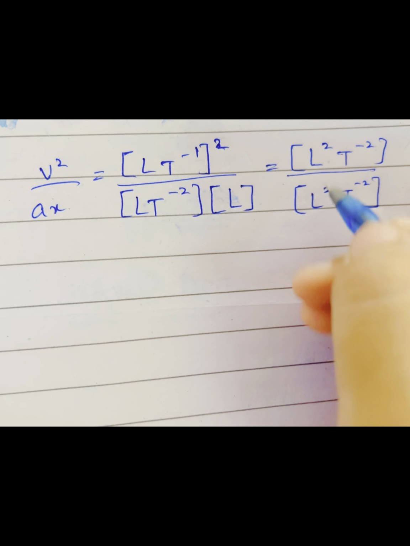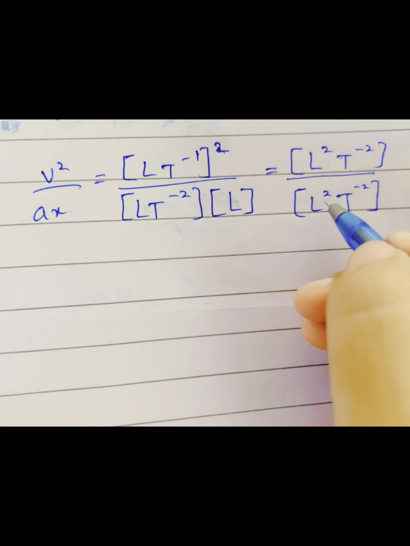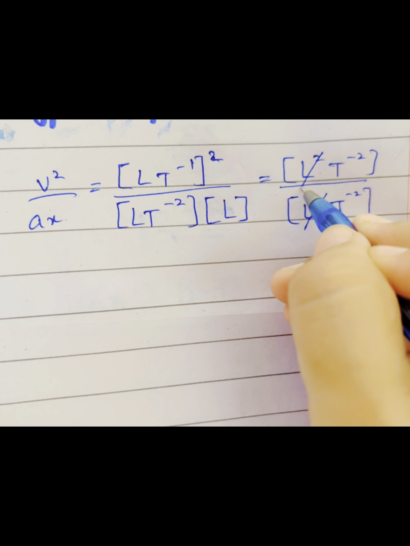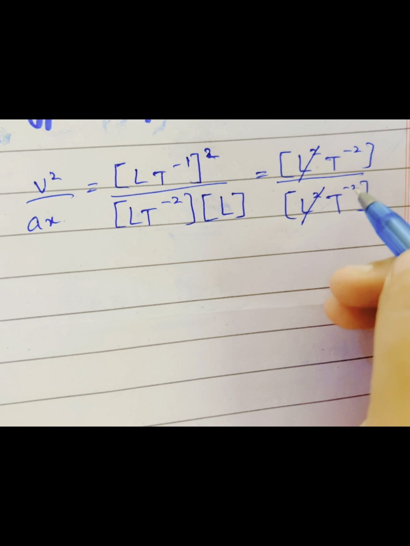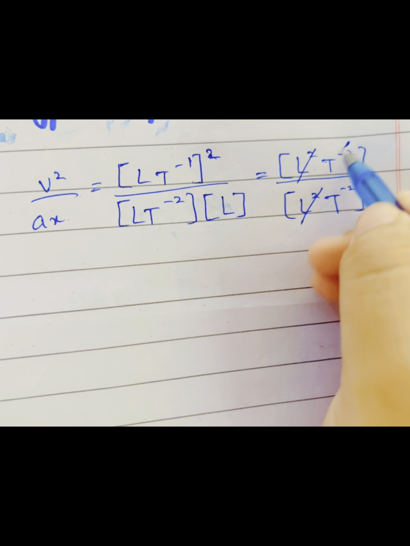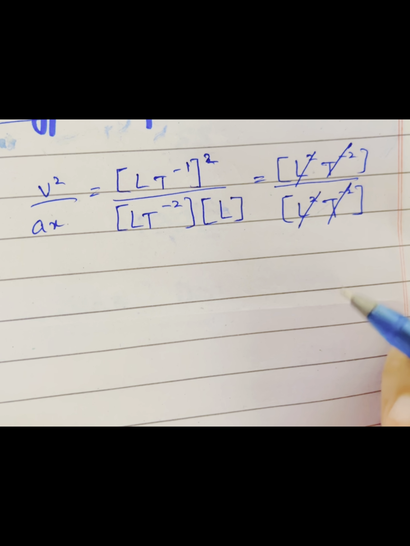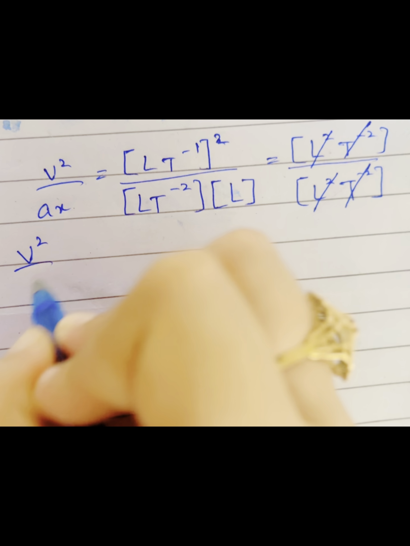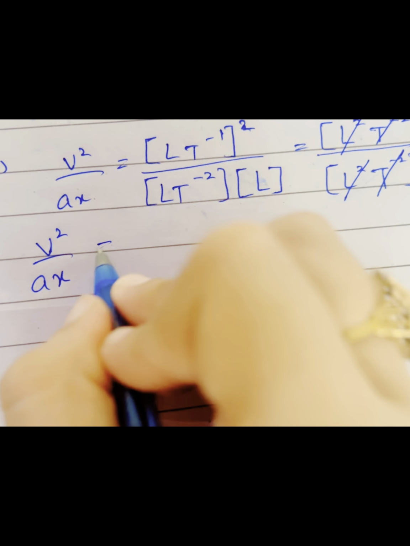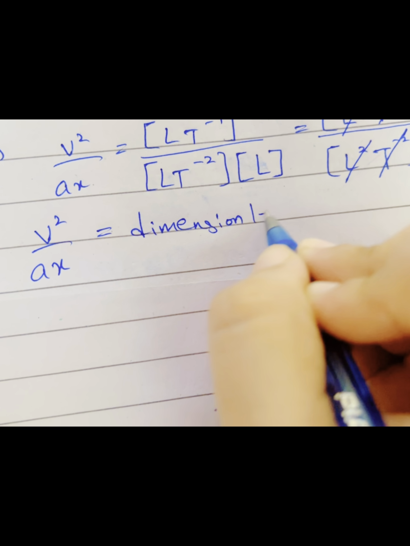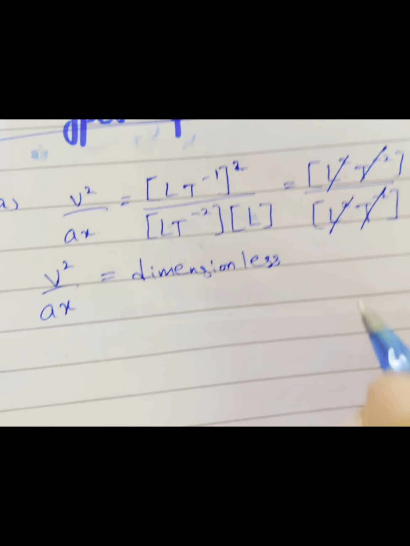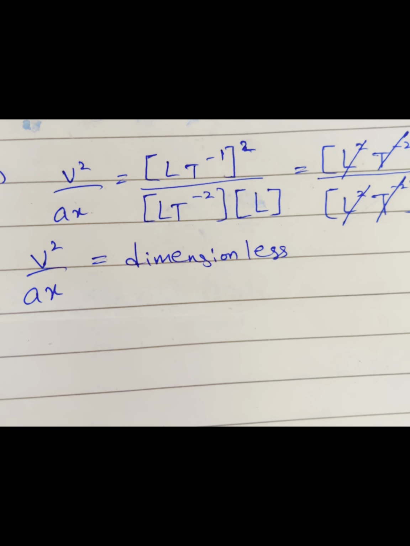Now there is L square and L square in the numerator as well as in the denominator, so they can be cancelled. Likewise, there is a T minus 2 dimension in the numerator and denominator. They can also be cancelled. So this expression v square by ax is dimensionless. It has no dimensions. And it is proved.